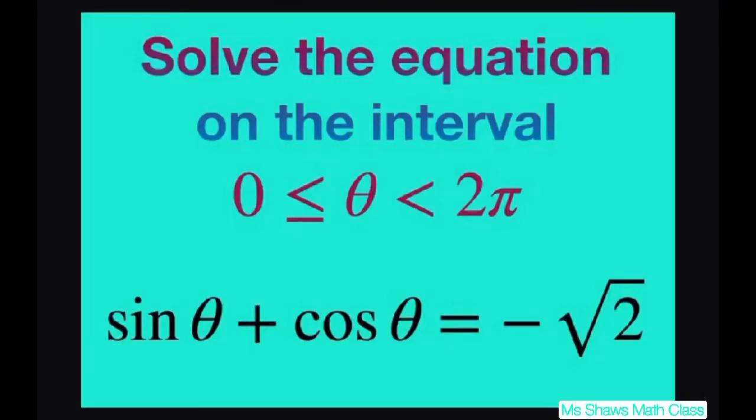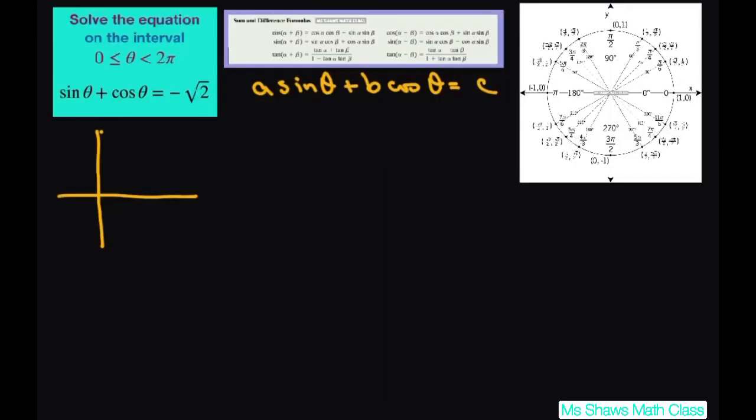Hi everyone, we're going to solve the equation sine of theta plus cosine of theta equals negative square root of 2 on the interval 0 to 2 pi. So both sine and cosine are linear in form, and it has this form here. If I do a little triangle here, this is going to be your A, B, and C. What I'm going to do is a special trick.